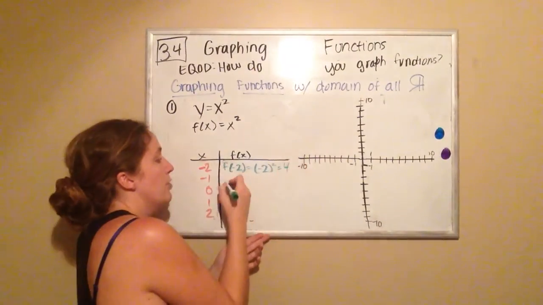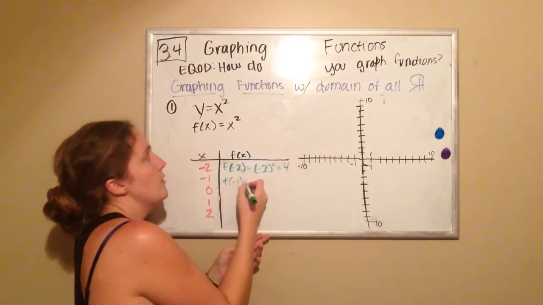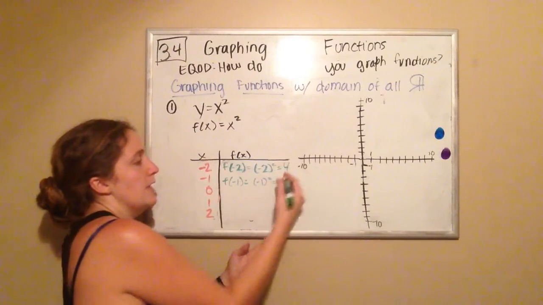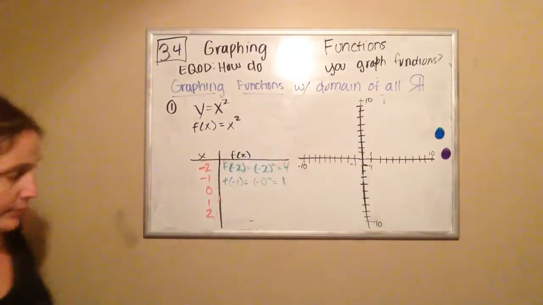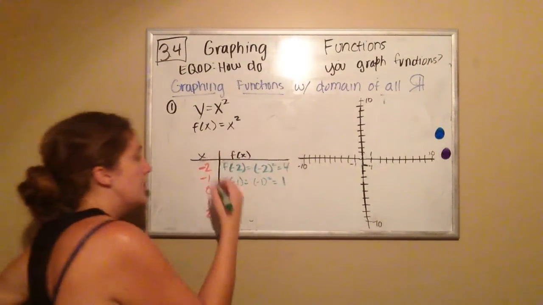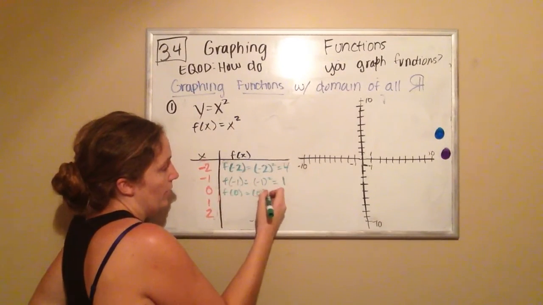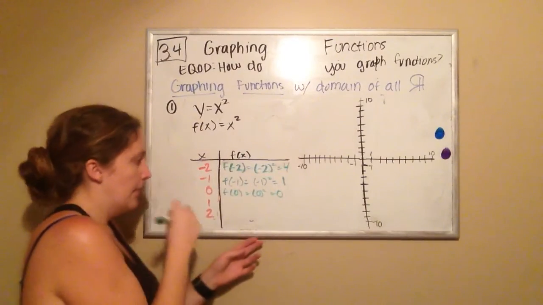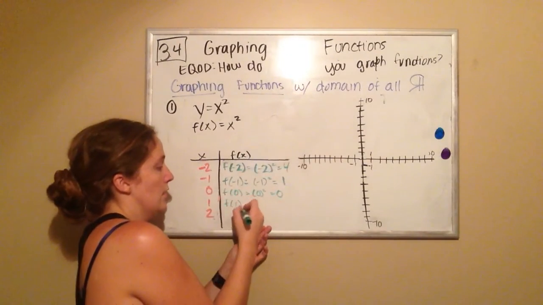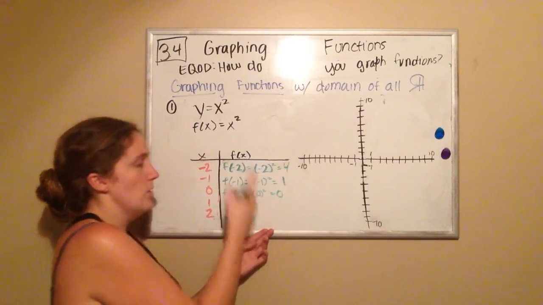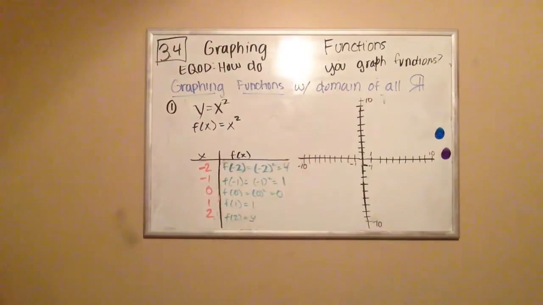For f of -1, we're taking that -1 and plugging it into the equation here. We get -1 squared. -1 times -1 is going to be a 1. Alright, 0, when we take it and plug it in, we get f of 0 is equal to 0 squared, which is just 0. F of 1 is going to be 1. F of 2 is going to be 4. If you don't believe me, you can plug it in and check my numbers.